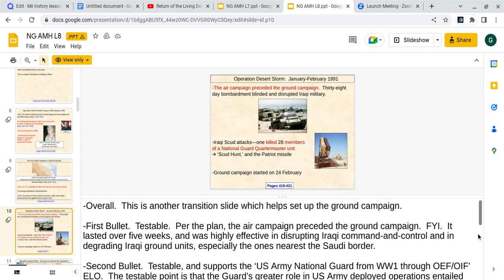Something that is kind of a tidbit, but something that is testable here, is to understand that during Operation Desert Storm, because the National Guard was getting more involved in combat, there was an example where the Iraqis were able to kill a good number of National Guard soldiers that were within a quartermaster unit, even though they used this strategic air campaign to enhance security of the area before sending in ground forces. Unfortunately, a good number of guardsmen and women did die in a quartermaster unit, so be aware of that.